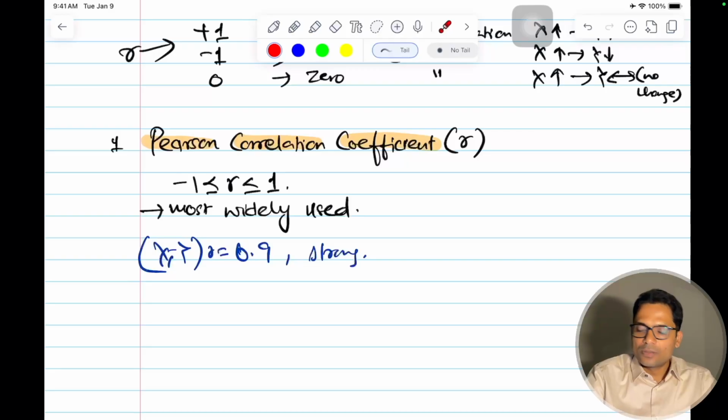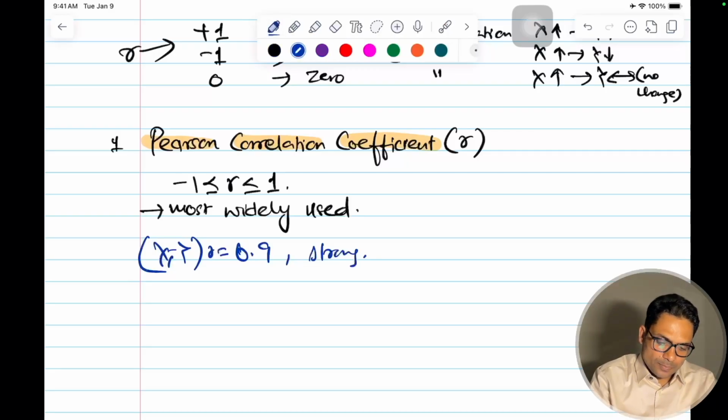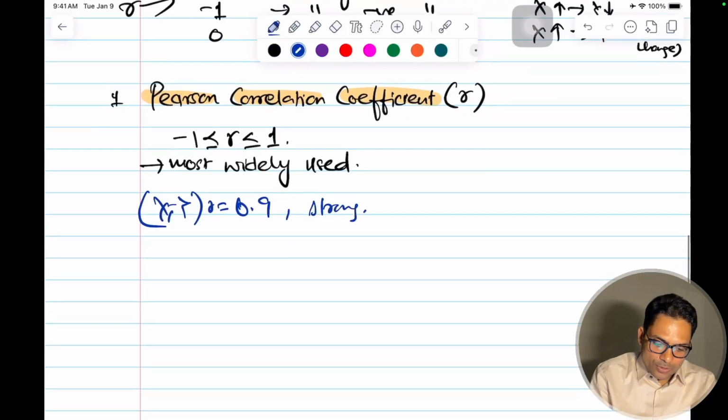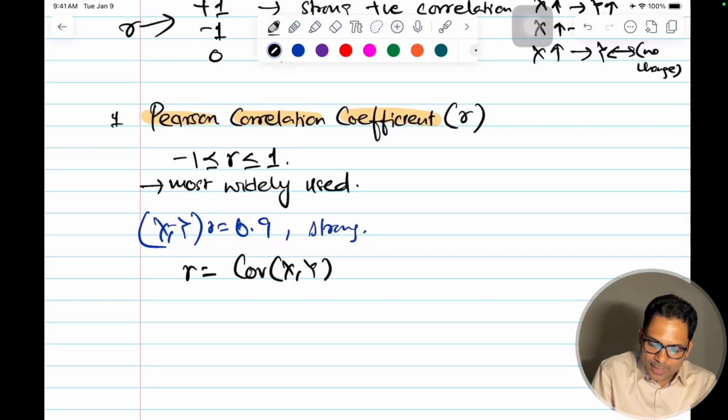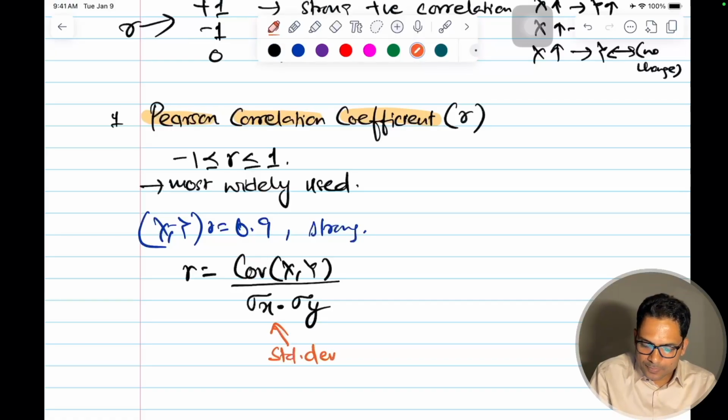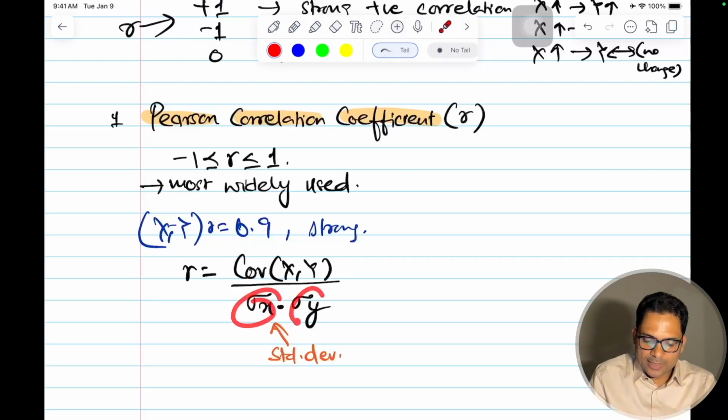So let's see if I can do the example quickly. Let's continue the example. What is the formula? R is equal to the covariance of x comma y, and for standardizing we divide it by the standard deviation of x and the standard deviation of y.